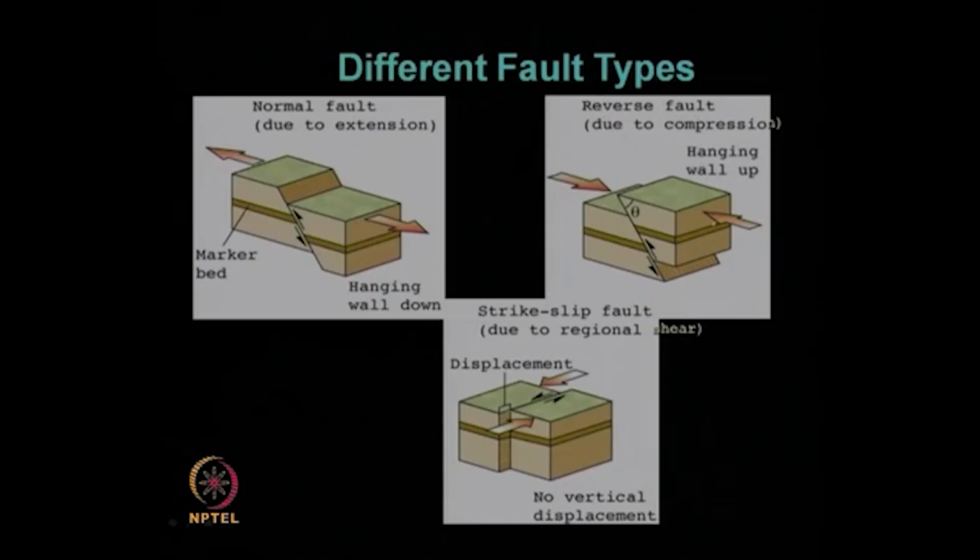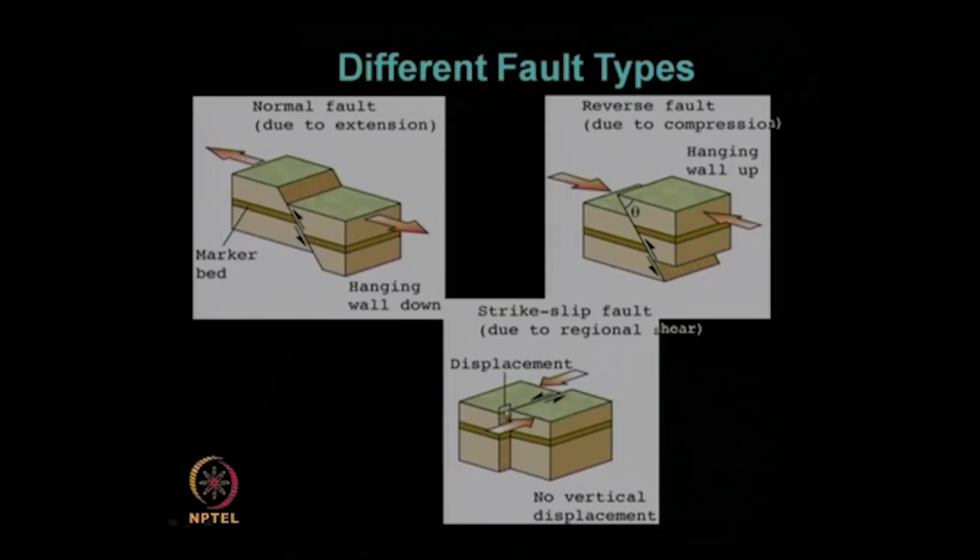In this case, the hanging wall goes up, and if you look again at the marker bed position change, there is both vertical movement and horizontal movement, and there is some subduction of the zone, as you can see, right. So, that is the reverse fault, whereas strike slip fault is that fault where the regional shear or the shearing forces are acting between the two blocks.